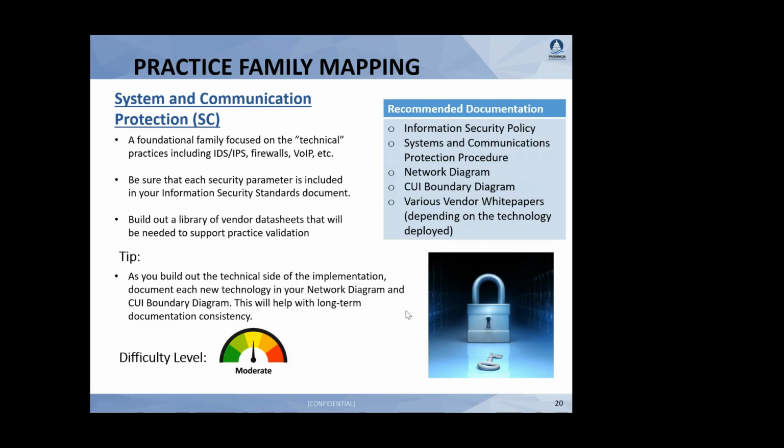All right, so here's our tip for systems and communication protection. As you build out the technical side of the implementation, you want to document each of the new technologies in your network diagram and your CUI data flow diagram. The reason I say that is because as you're developing all of this documentation in parallel, it's easy for it to get out of sync. So as you're implementing, changing, moving, or identifying technology, make sure that technology is reflected in your diagrams, because then you can always go back and make sure that those diagrams are consistent with your inventory, and your inventory is consistent with your SSP, those kind of things.